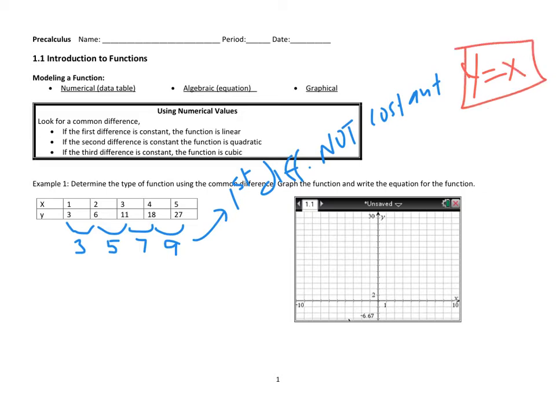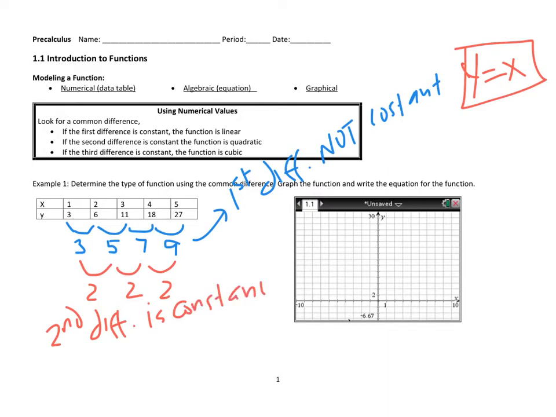So I'm going to go to my next step, the second difference. So 2, 2, 2, and here I get the second difference is constant. So what does that mean? If the second difference is constant, this has to be a quadratic function. I don't mean that's the equation, but it's going to be of that form.